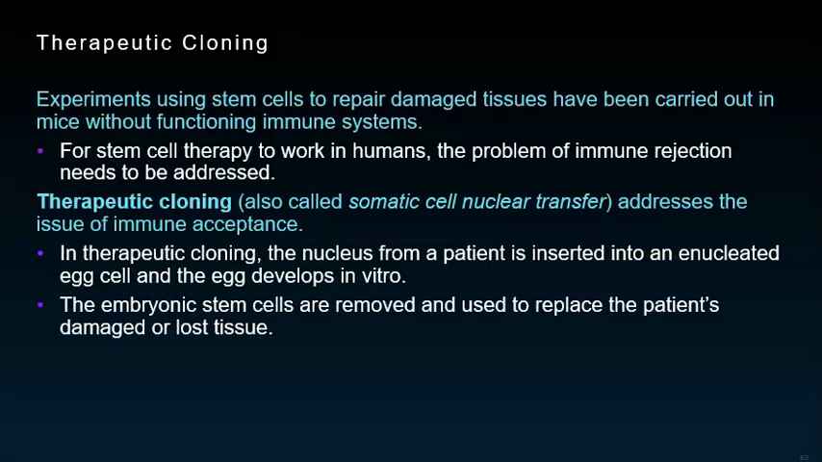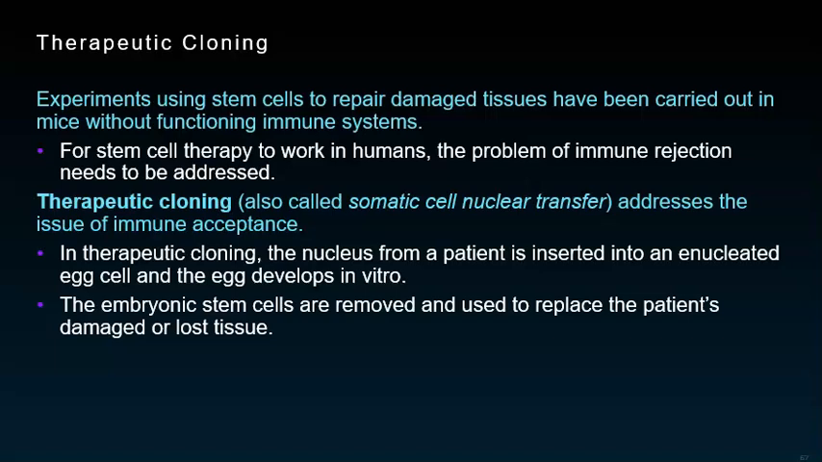When we discuss therapeutic cloning, that is where experiments are using stem cells to repair damaged tissues. First, we discussed experiments using stem cells to repair damaged tissues that have been carried out in mice without functioning immune systems, and it worked really well. But that's also because the mice didn't have functioning immune systems. So we have to overcome that. For stem cell therapy to work in humans, the problem of immune rejection needs to be addressed because we mostly do have functioning immune systems.